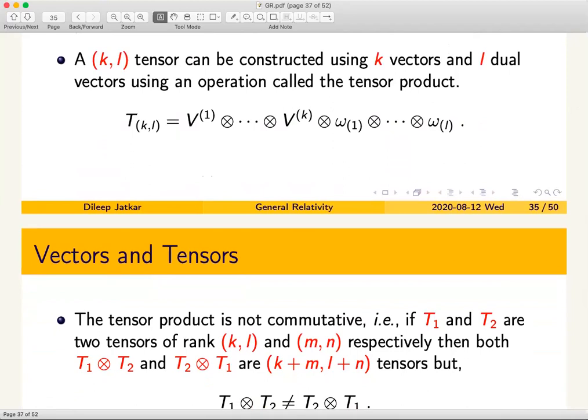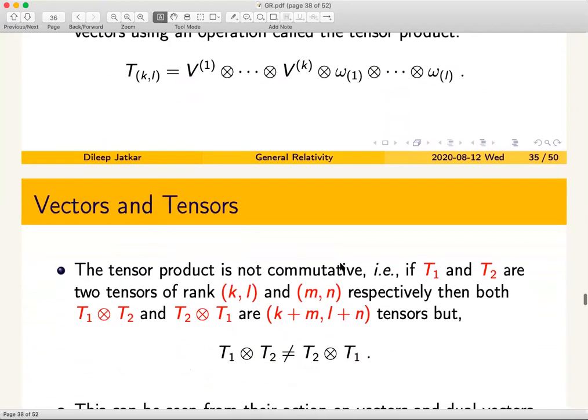So for example, if you want to construct a new tensor starting from two known tensors, say T1 and T2, suppose these are the two tensors, and they are mixed tensors of rank (K, L) and (M, N) respectively, then you can construct a new tensor of rank K plus M contravariant and L plus N covariant, in two different ways, in fact.